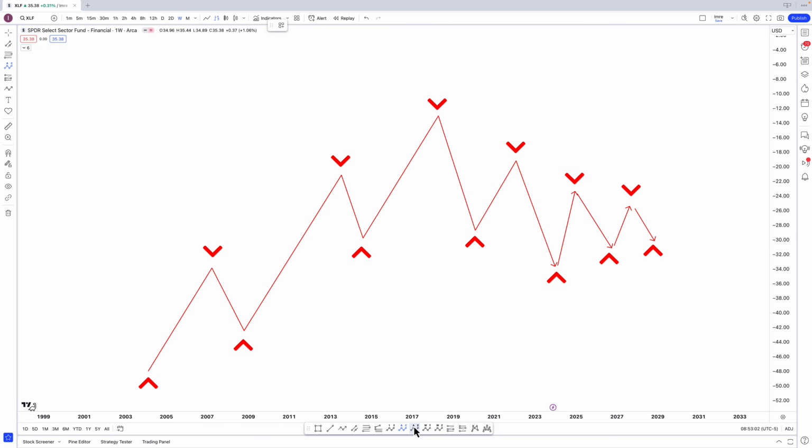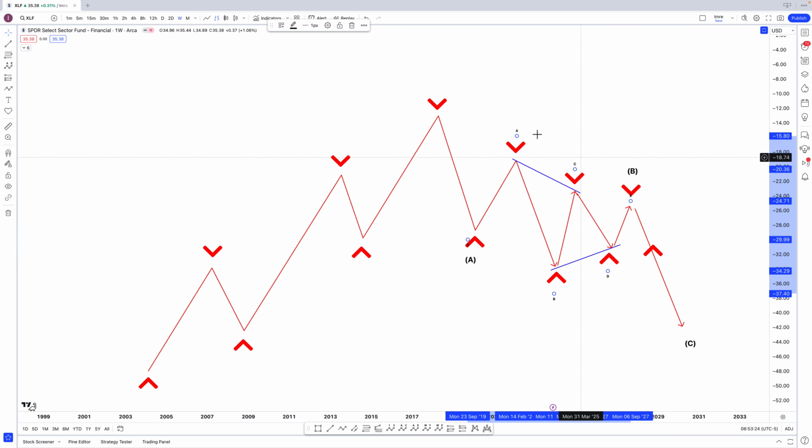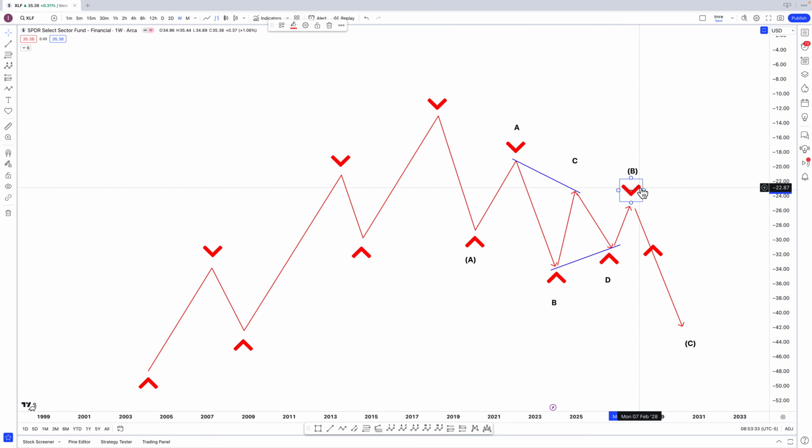So now take a look at how I label these waves. A, B, and then we can expect a decline in C. And then we have a wave B triangle. And now we can look for a decline. And remember, an Elliott wave triangle has 5 points: A, B, C, D, and E. I'm just going to blow these labels up. There we go. A, B, C, D, and E.